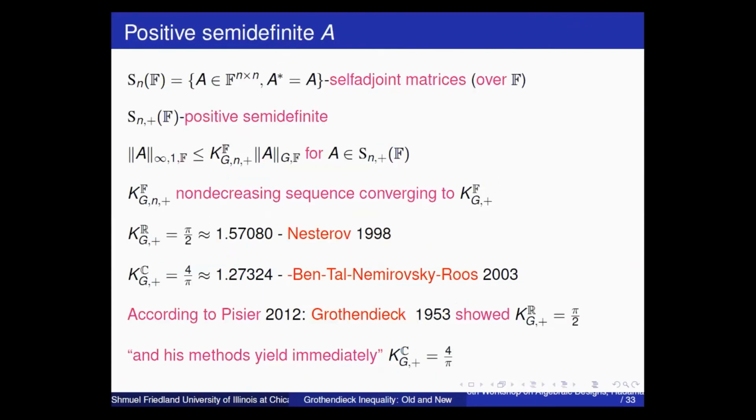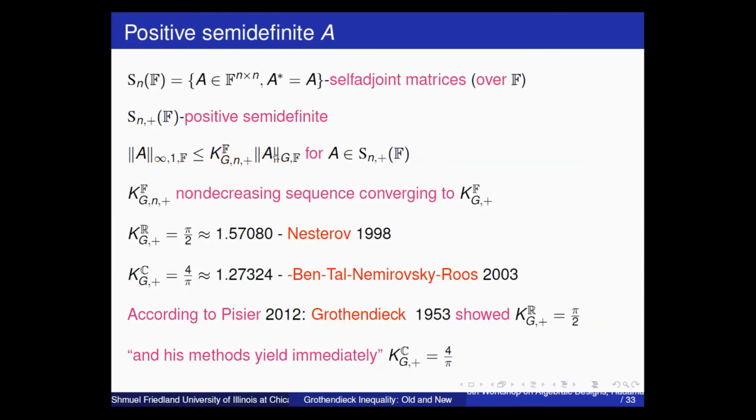Okay, next. Now let's go to the next thing. Suppose A is positive semi-definite. S_n(F) means the set of n by n matrices with A star equals A. I call them self-adjoint. For F real, it is real symmetric; for F complex, it is just Hermitian matrices. So S_n plus is just positive semi-definite. So how about this Grothendieck constant for S_n plus?